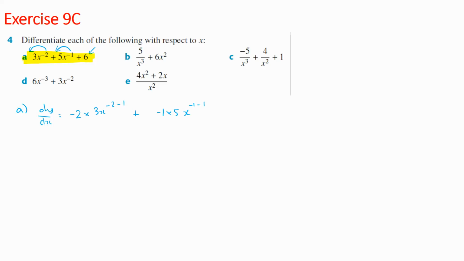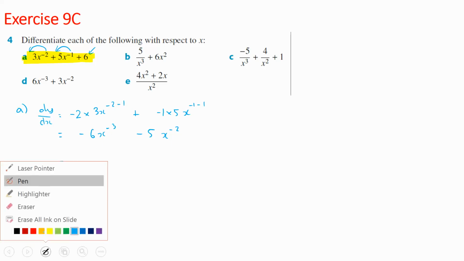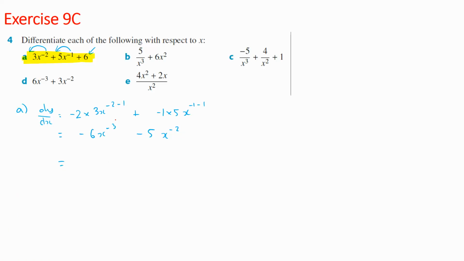But I know the derivative of any number is going to be 0, so I don't need to write it down, okay? So working that out, that just gives you negative 6x to the power of negative 3, and then you've got negative 1 times 5 is negative 5x to the power of negative 2. But you remember anything I taught you last year? Never leave your answers with a negative power. So you should write your answer as a positive power. And I know some of you aren't really good with your indices.